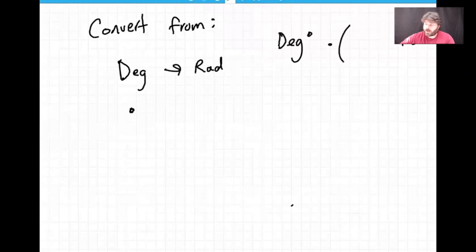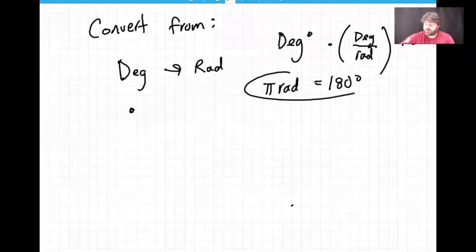So you need this multiplier to change, and what we want is degrees on top and radians on bottom. Now, what you may not realize is that pi radians is the same thing as 180 degrees. So this is your conversion rate, pi and 180. They're the same thing. So if you multiply by pi over 180 or 180 over pi, you're just changing the units without really changing the angle.